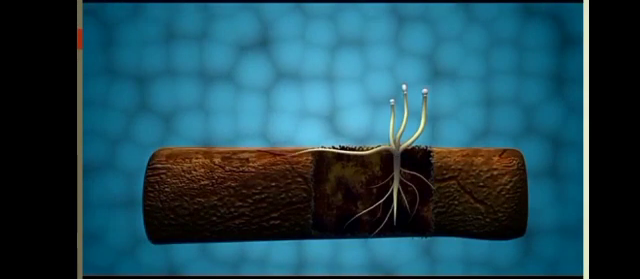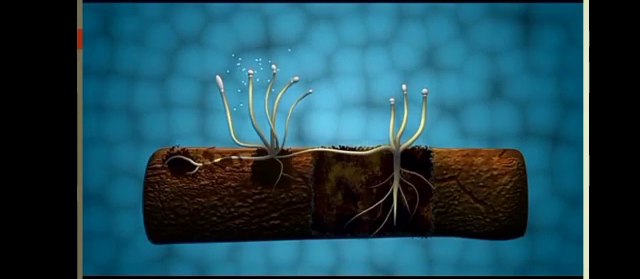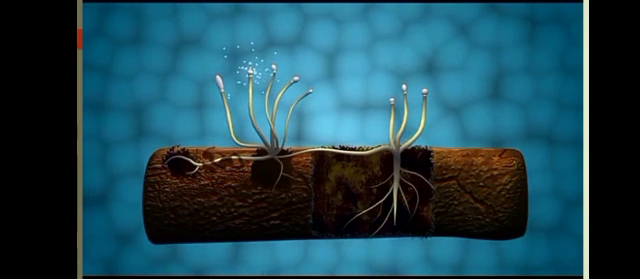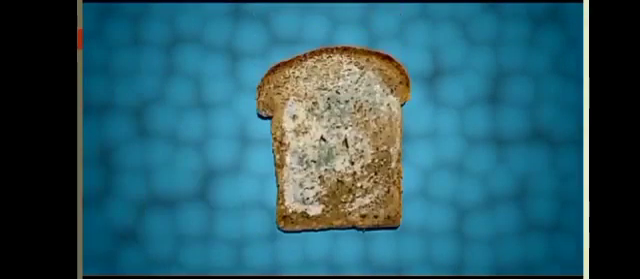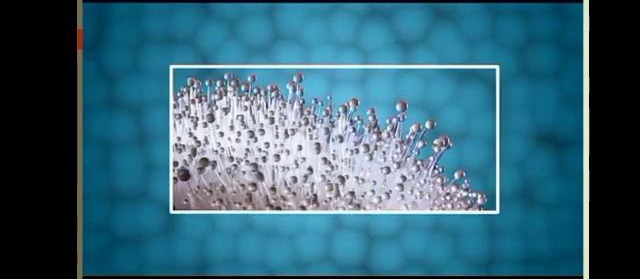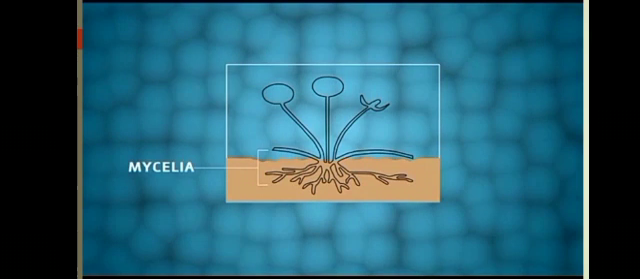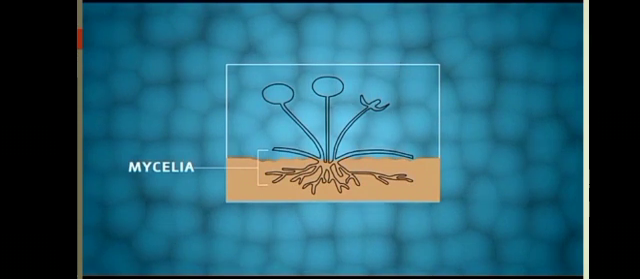Now if we see this bread mold under the microscope, we can see that their body is made up of thread-like structures, which are known as hyphae. Now see, under the microscope they look like that, having thread-like structures. Okay, so these thread-like structures are known as mycelium.